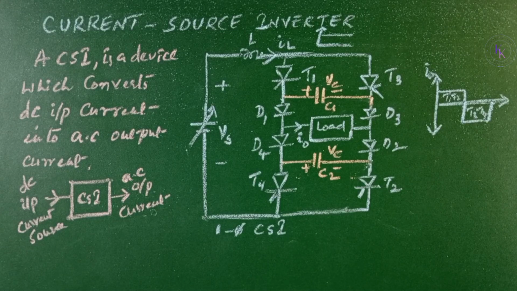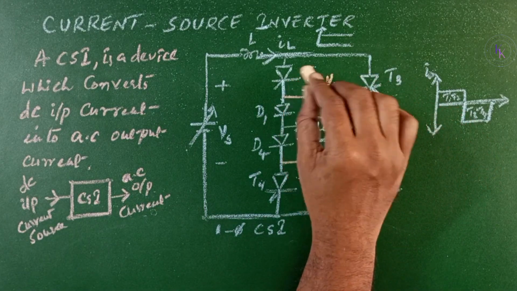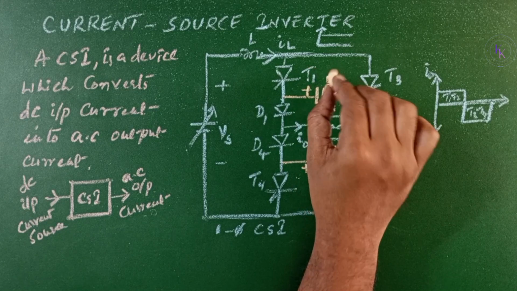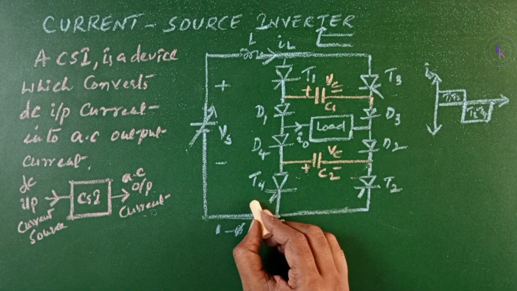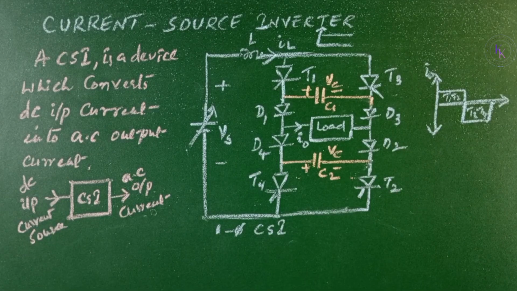If I turn on or fire the thyristors T3 and T4, when I turn on T3, it is going to reverse bias T1 and make T1 turn off. Similarly, I turn on T4, which is going to make T2 reverse biased and turn off. And this is done by impulse commutation.